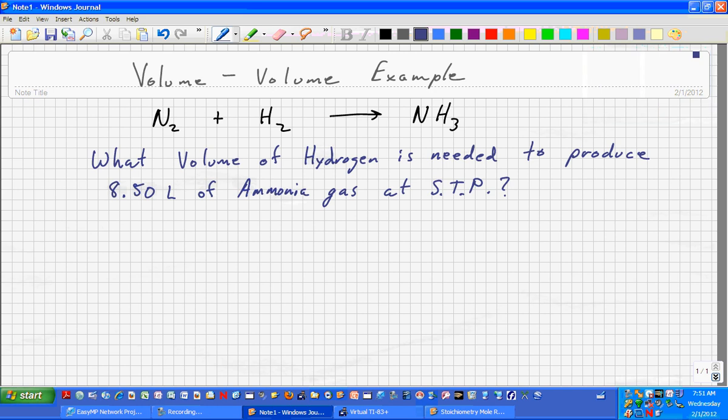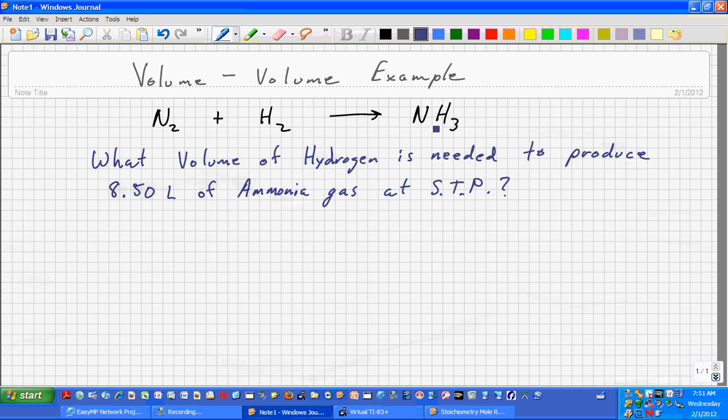This is an example of a volume-volume problem from stoichiometry. We've got ammonia being produced by the reaction of nitrogen and hydrogen. And the question is, what volume of hydrogen is needed to produce 8.50 liters of ammonia gas at standard temperature and pressure? First thing we always need to do with stoichiometry is to get a balanced equation.